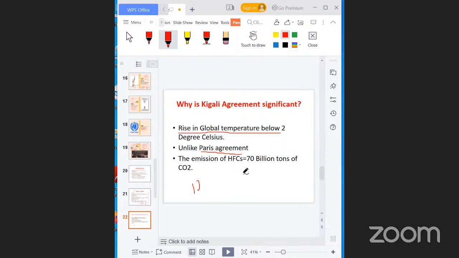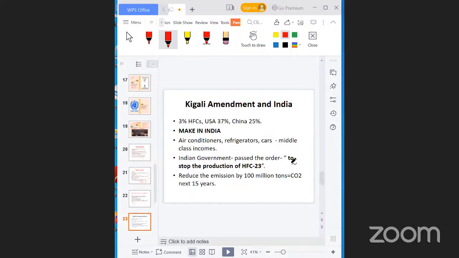So it would prevent the emissions of hydrofluorocarbons equivalent to 70 billion tons of carbon dioxide, right? So that's why the Kigali Amendment is important. So then next, the Kigali Agreement in India, right?